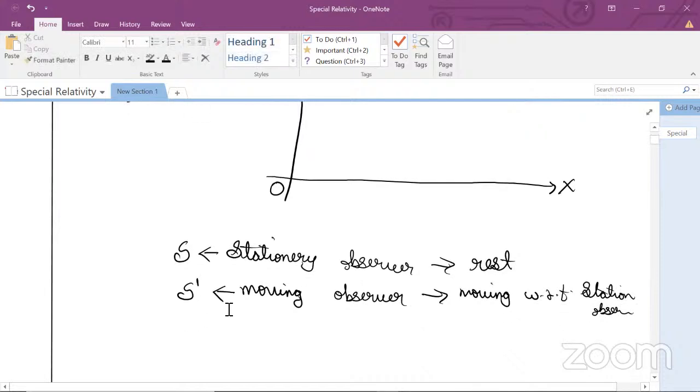So there is one principle called the principle of equivalence.